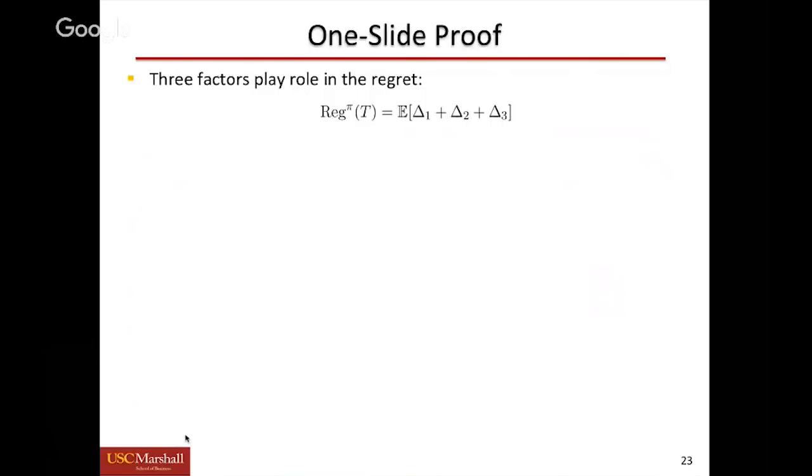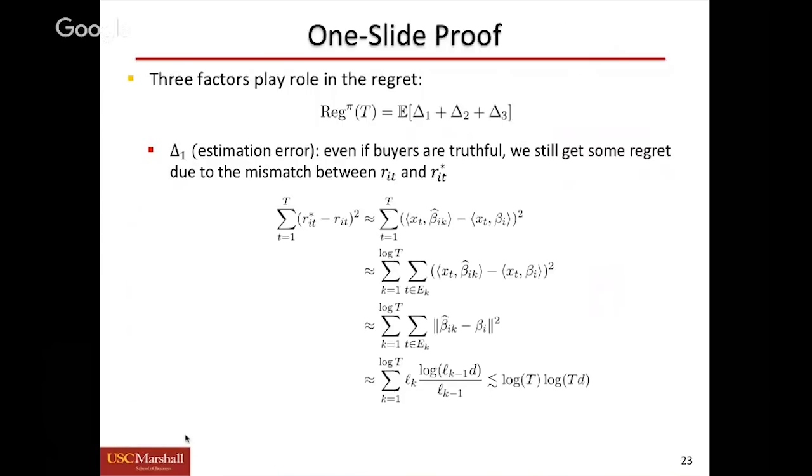Now the proof is pretty long, so I try to do a one slide proof, just to give you an idea of at least why this log factor appears. There are three important factors in the regret: delta 1, delta 2, and delta 3. Delta 1 is just the estimation error. Assume that the buyers are truthful for a moment, so you don't need to deal with the strategic buyer. Even if the buyers are truthful, you still need to estimate this preference vector. Since these estimates are not exact, your reserve prices are not exactly optimal, and you get some regret from this. What we can show is that the difference between these two revenues, the squared one, depends on the estimation of the preference vector, so on your estimate beta hat and how it differs from the true parameter beta.